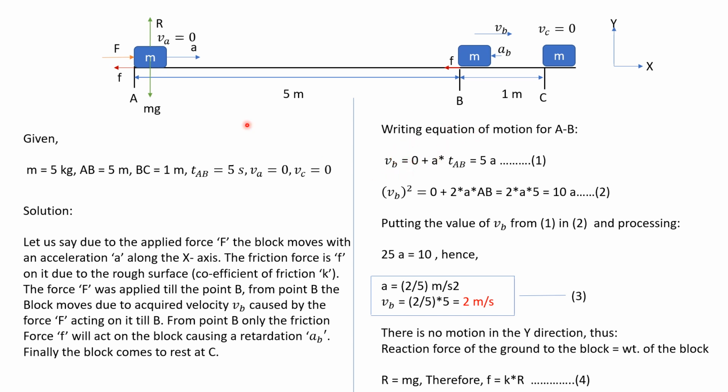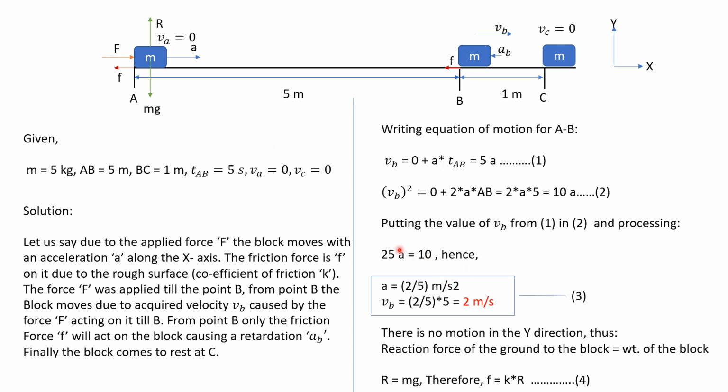So we will write the equation of motion for the path A to B. VB, the velocity at B, will be equal to velocity at A plus acceleration into t subscript AB. Since VA is equal to 0, we have directly written 0. t AB in the question is given as 5 seconds, so we have put in the value. So VB is 5a. This is equation number 1.